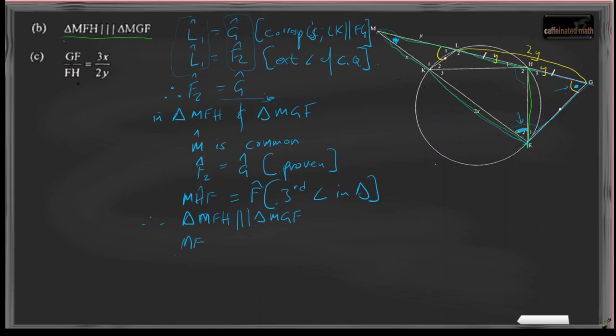MF over MG being equal to FH over GF being equal to MH over MF. Well, there we have our proportionality set up, and that's quite good. Right, on to the next question.